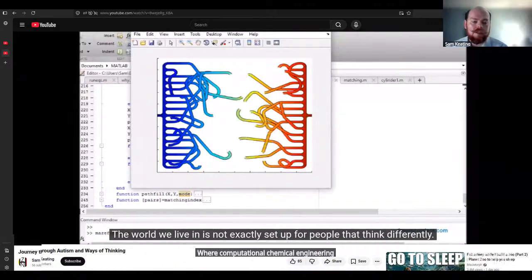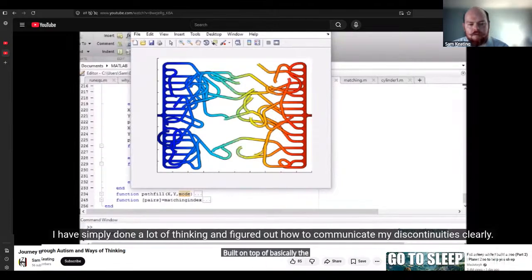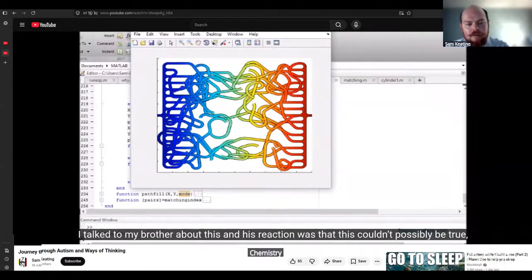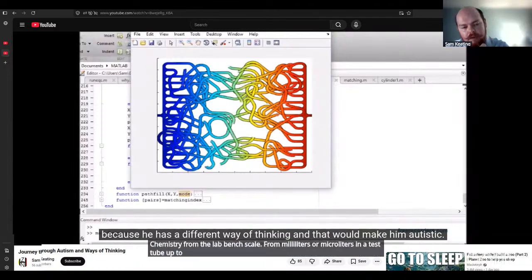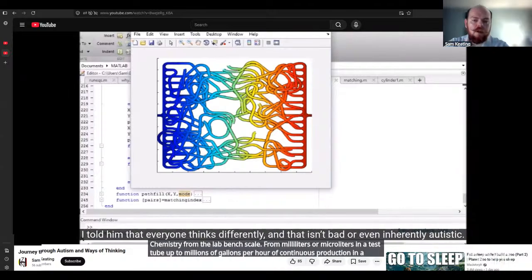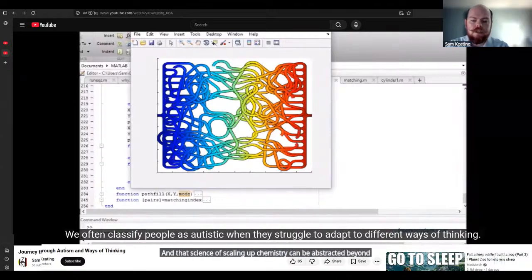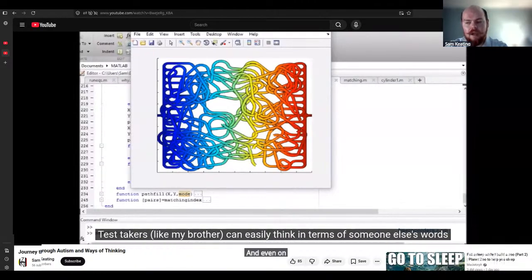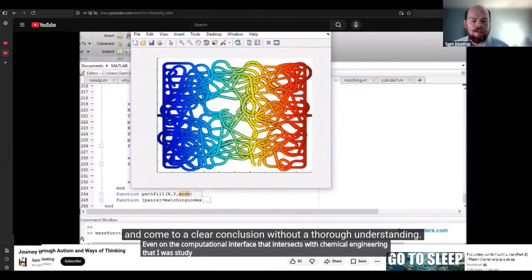But ultimately, this came out of the studies I did in my undergrad engineering in chemical engineering, where computational chemical engineering that I was starting to specialize into built on top of basically the scale-up science of chemistry. Chemical engineering as a field takes chemistry from the lab bench scale, from milliliters or microliters in a test tube, up to millions of gallons per hour of continuous production in a factory. And that science of scaling up chemistry can be abstracted beyond just chemical engineering, even on the computational interface that intersects with chemical engineering that I was studying closely in my undergrad studies.